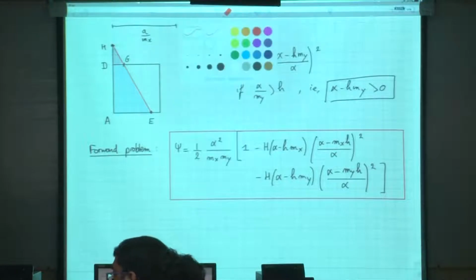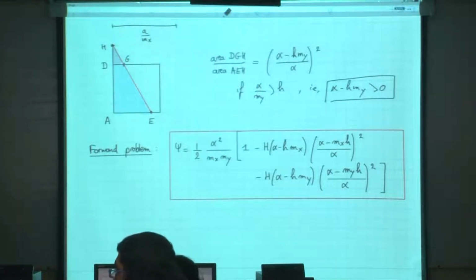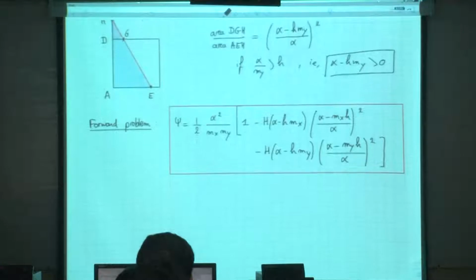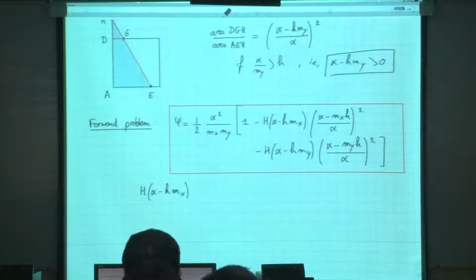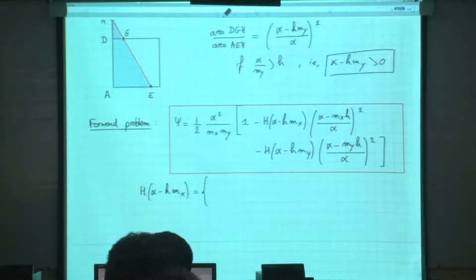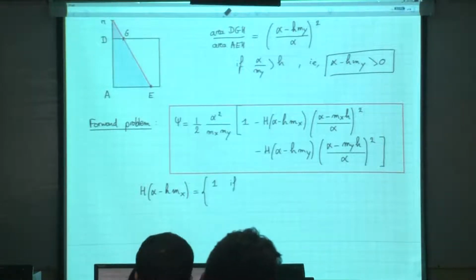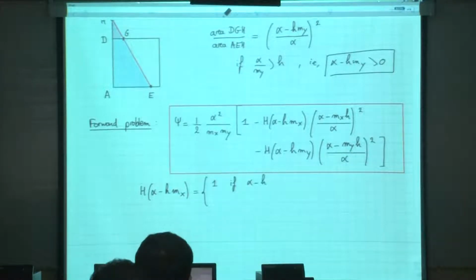Yes? What do you mean by Heaviside of this alpha? Well, the Heaviside of alpha minus little h m sub x is equal to 1 if alpha minus h m_x is larger than 0, or is equal to 0 else.